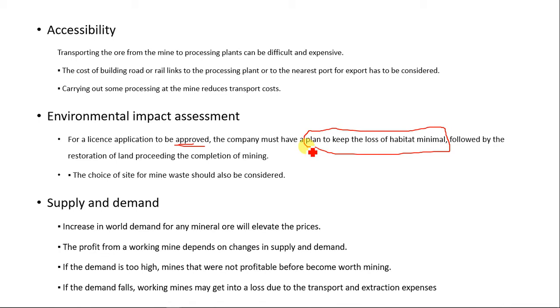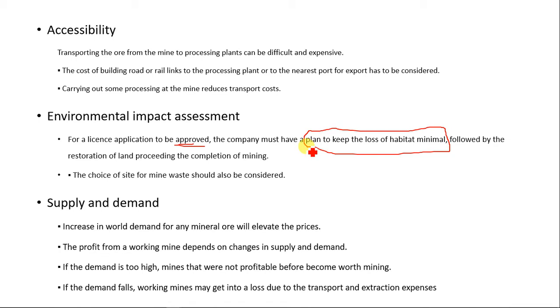Supply and demand. An increase in world demand for any mineral ore will elevate the price. So if there's high demand, the price for that particular mineral will increase. And once the price of the mineral increases, then the need to explore will increase, because at that point you make more profit when you extract that particular type of mineral. Now, the profit for a working mine depends on changes in supply and demand. If the demand is too high, mines that were not profitable before become worth mining.